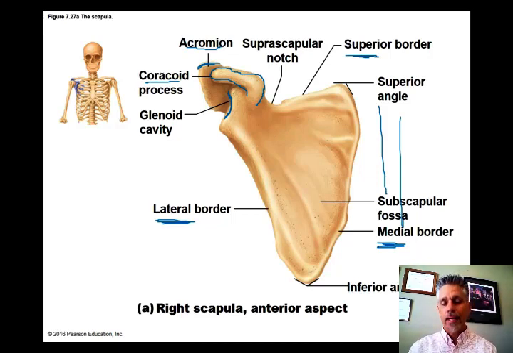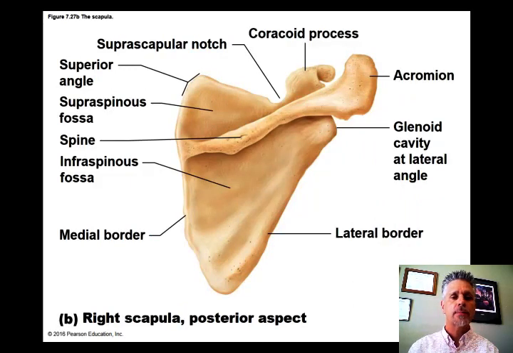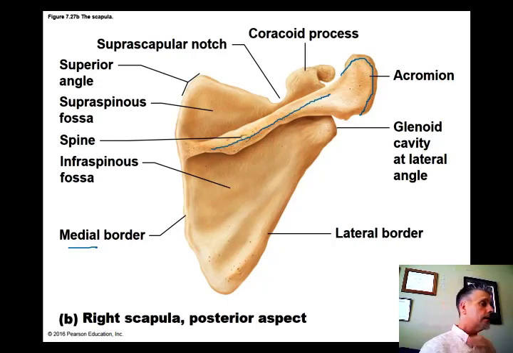Anyway, that's the anterior aspect. Now look at the posterior aspect. We see the same different borders. The medial border is also called the vertebral border, if you like that instead. We can see the acromion, which is a kind of extension of the spine of the scapula. Here is the spine of the scapula right through here. You can palpate it, right? The acromion is over here where it articulates with the clavicle.